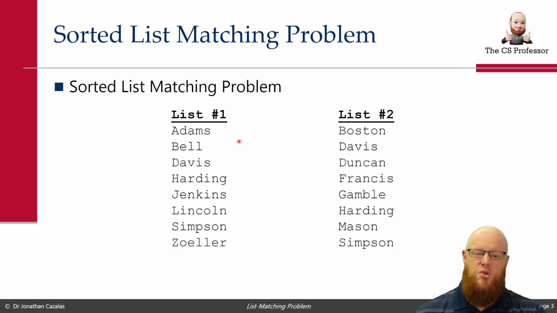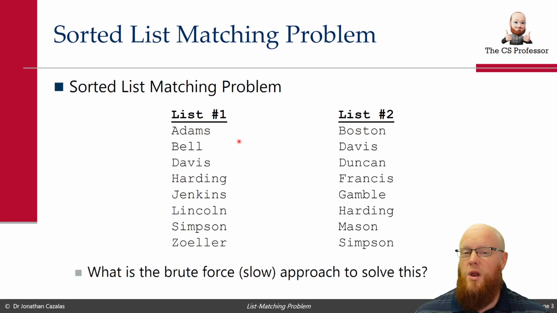So now what do we do? How do we find the names that are common to both of these lists? What is the brute force approach, which is exactly where we should always start? What would you do to solve this problem? Pause the video and try to think about that brute force approach. In fact, it's a pretty straightforward approach.